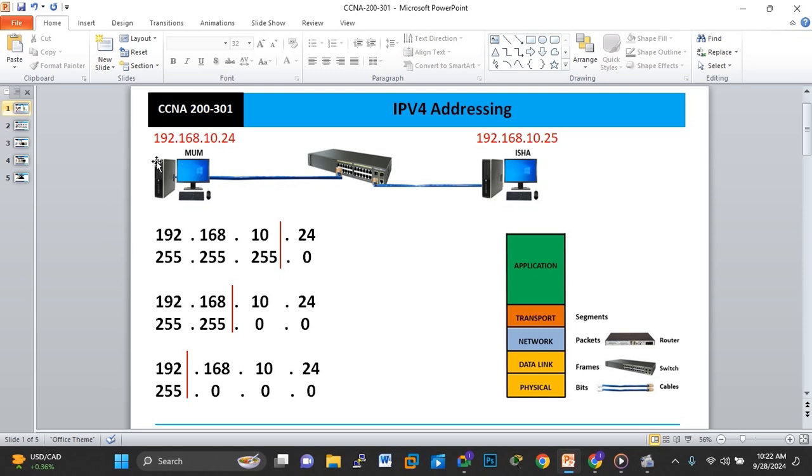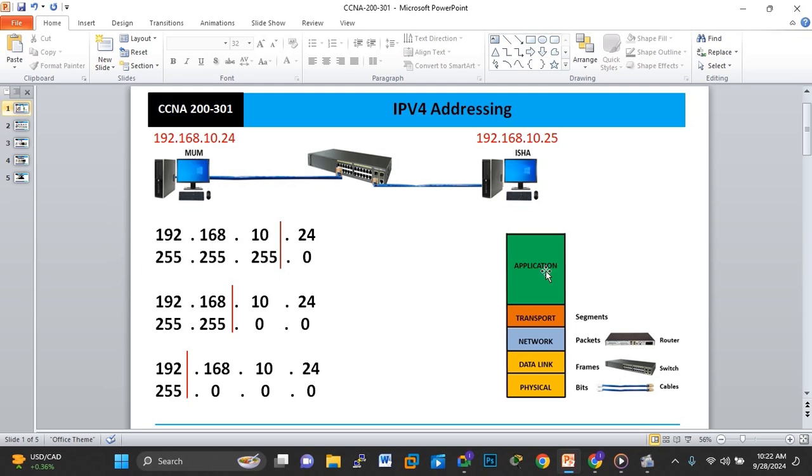If Mom wants to communicate now to Aisha, this particular PC needs an IP address. Now we have assigned 192.168.10.24 to this particular PC, because a PC can't communicate within a network without an IP address. Without this IP address, Mom will not be able to communicate to Aisha. So the IP address is very, very crucial. You need to know how to configure it, how to implement it.